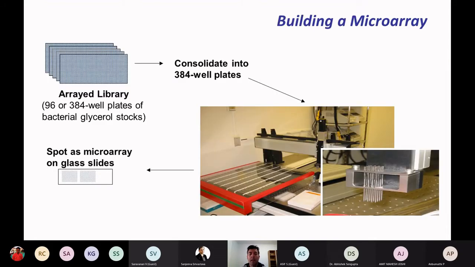Microarray experiments using multiple different arrays, 100,000 different arrays, can accomplish many tests in parallel and can dramatically accelerate different types of research. First, to build a microarray, we have to start from an array library that can be glycerol stocks, DNA, cDNA, proteins, or antibodies, in 96 or 384 well plates. The next step is to consolidate them into 384 well plates, and then to put them in the printer to get the clones printed in the microarrays as micron spots.